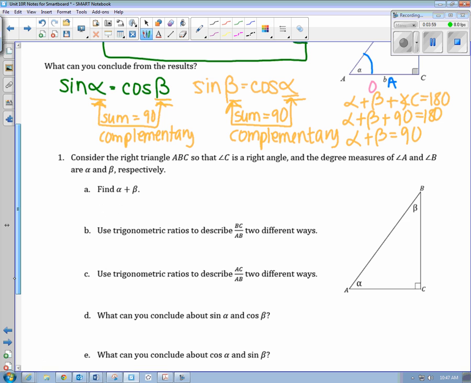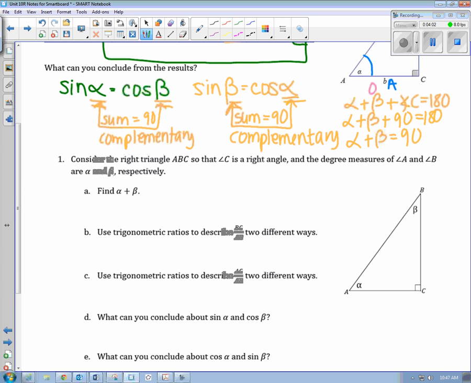As we move on to question number 1, it says, take a look at the right triangle ABC, where angle C is the right angle, and the measures of angle A and angle B are alpha and beta respectively. Based on the fact that we are looking at this in this particular way, if we're talking about adding alpha plus beta, it's the same scenario that we had in the last one. So alpha plus beta has to equal 90 degrees because the other angle in the triangle we already know is 90, which will give us 180 total.